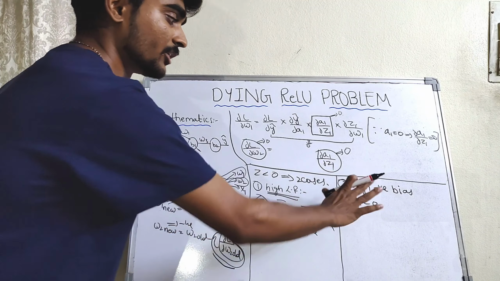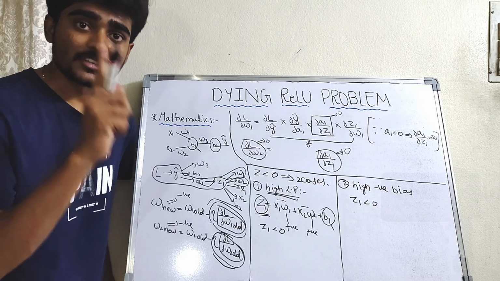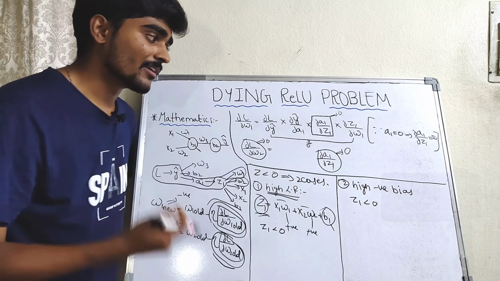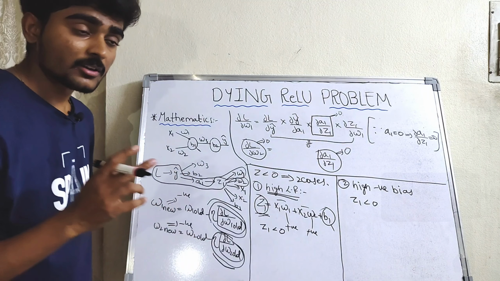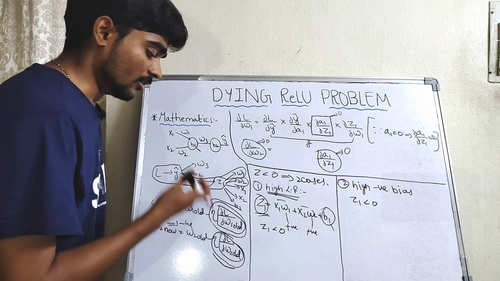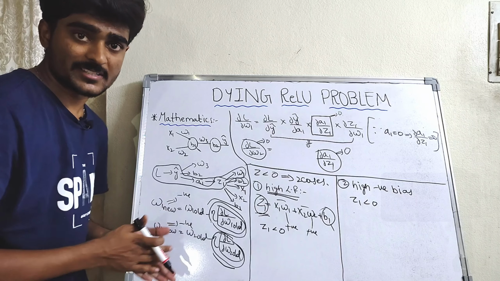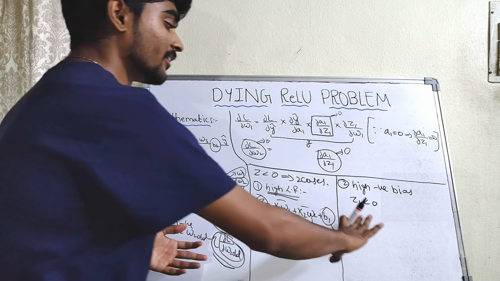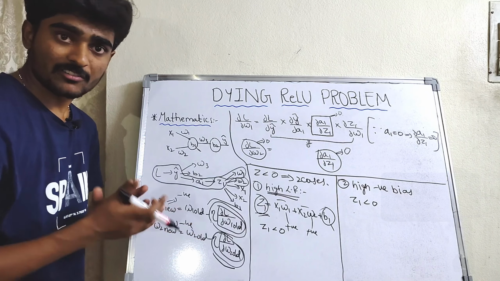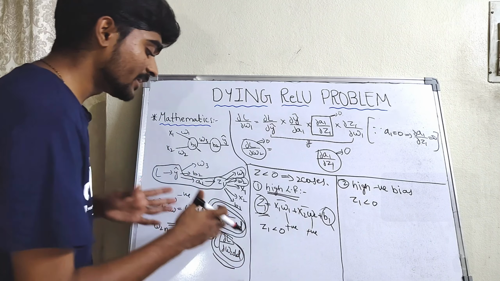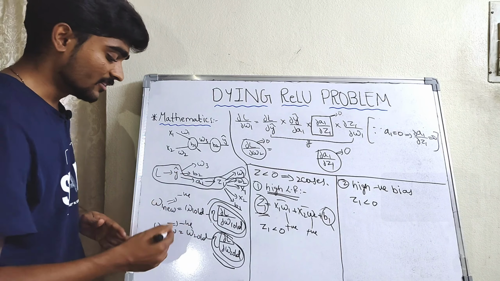Okay, this high negative bias happens in two cases. First is, either you mistakenly set the value to a higher negative value, or you are updating the bias value similar to the weights as well. Now if my learning rate is higher and you're updating the bias, then this bias value will be negative, and as you go on updating, it becomes much more negative. So in this case, Z1 will be negative. These are the two cases where we'll be having higher negative bias.